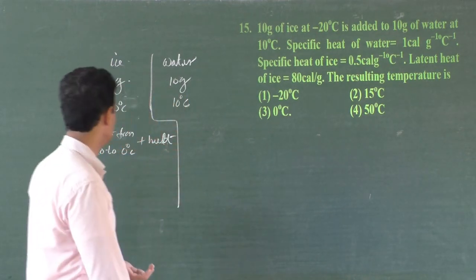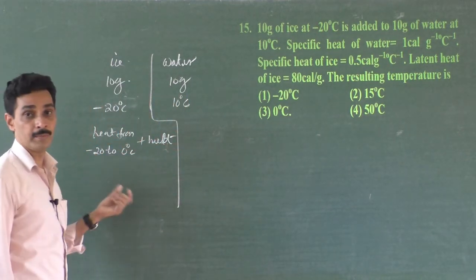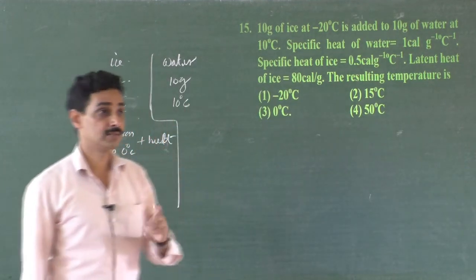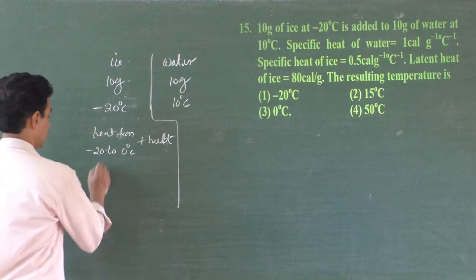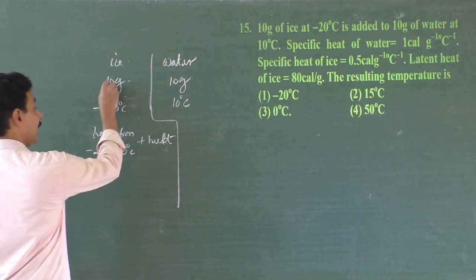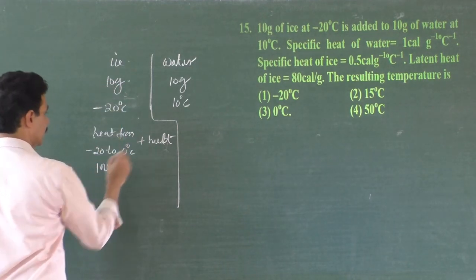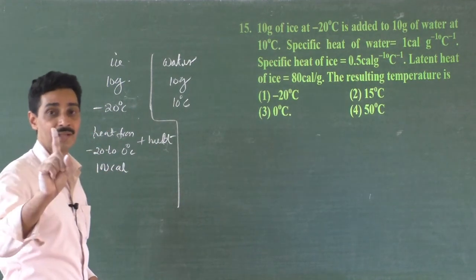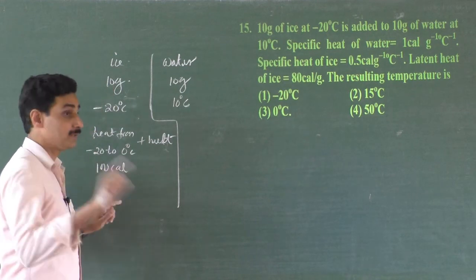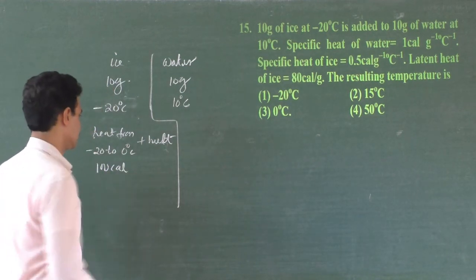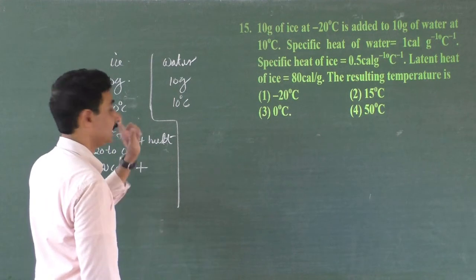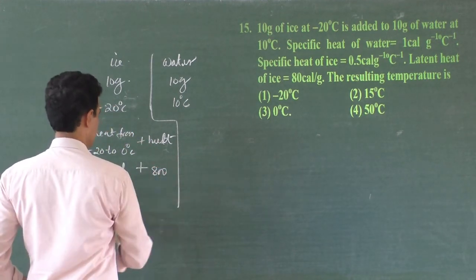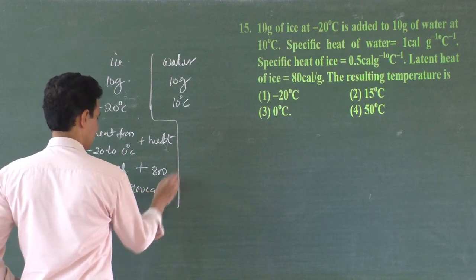If it is so, for a 20 degree rise, minus 20, minus 19, minus 18, like this, it needs 20 into 0.5, which is 10 calories for 1 gram, and for 10 gram, 100 calories. Got it? This is mc delta theta. So 100 calories, plus to melt, 80 calories per gram, so for 10 gram, 800 calories. Totally 900 calories are required.